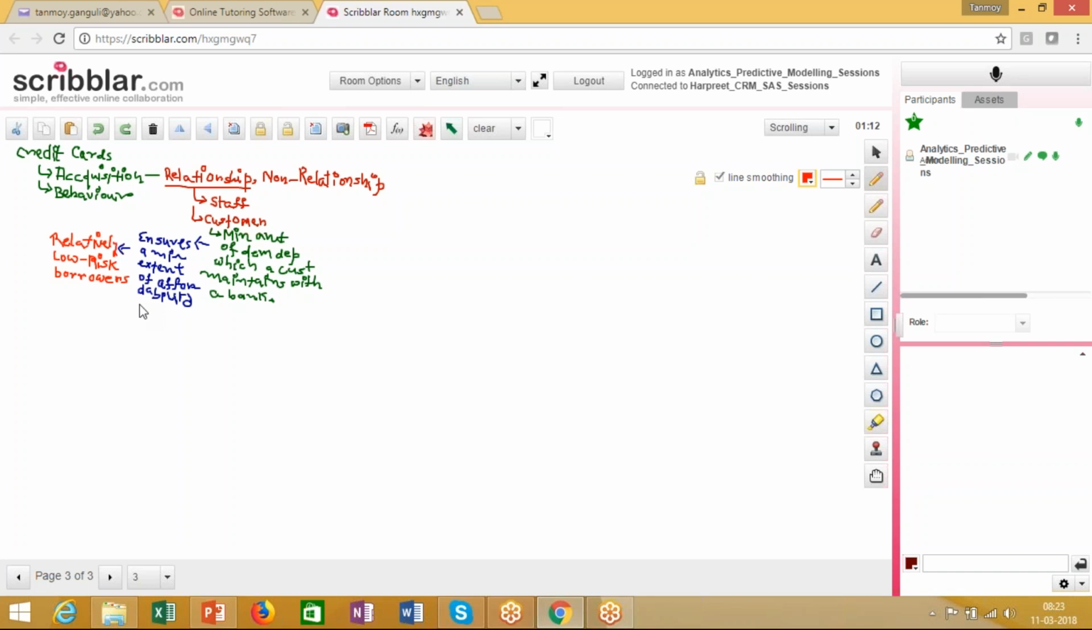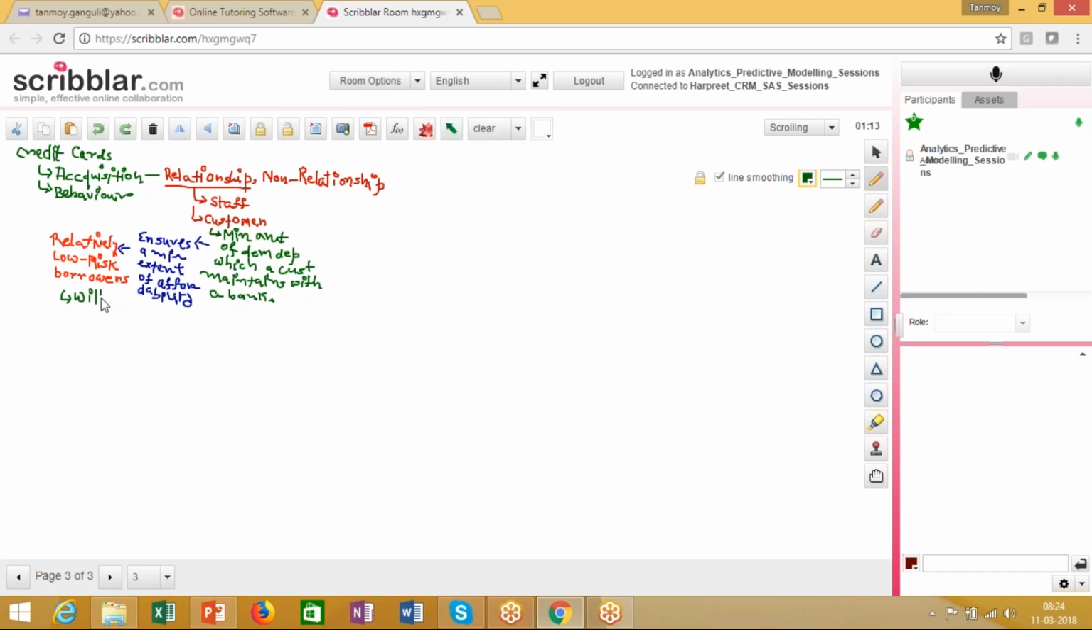Now, given that these are relatively low risk borrowers, the bank will always be willing to give the credit card to a relationship borrower or to a staff account, right? So over here, obviously, banks are always willing to give credit to these borrowers.